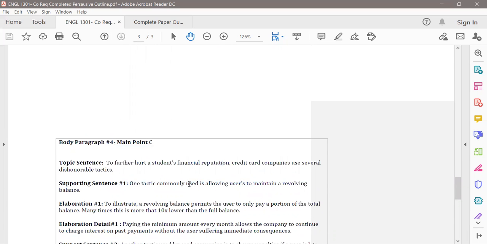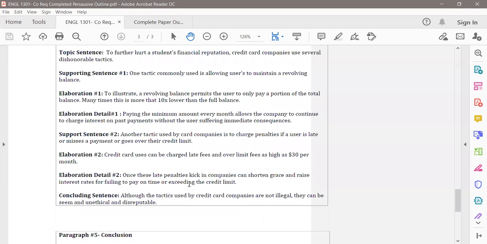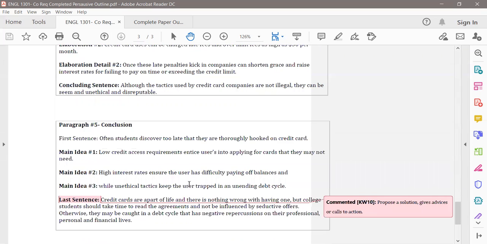So again, all your body paragraphs follow the same format or formula. They're going to have a topic sentence that comes from your thesis statement. It's going to support, it's going to elaborate, and then it's going to elaborate in detail, and then it's going to do it again. So make sure that as you're going through your outlines, you are getting more and more specific in actually explaining. You can read through this outline so you can see what an outline for this type of paper looks like. Last but not least, here's my conclusion.